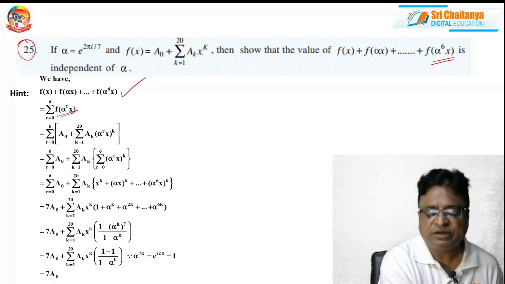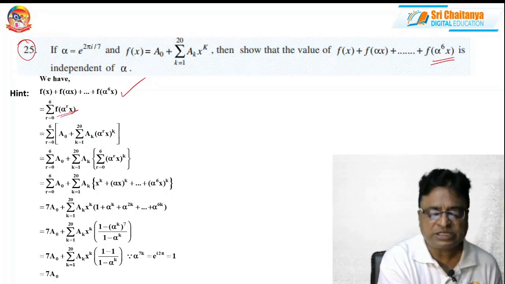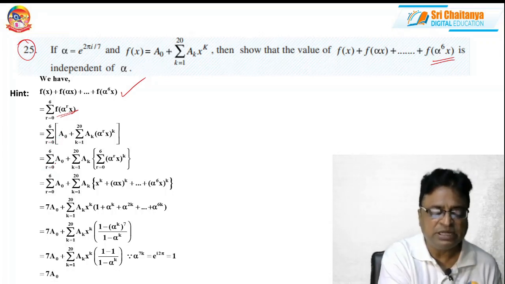What is f of alpha power r x? f of x is this one. f of alpha power r x is nothing but a naught plus sigma k equal to 1 to 20 ak times alpha power r x, whole power k. First you find the summation in the bracket. Forget about the outside sigma, or better, you separate the sigma. Now here I have separated the sigma. Sigma r equal to 0 to 6 a naught.